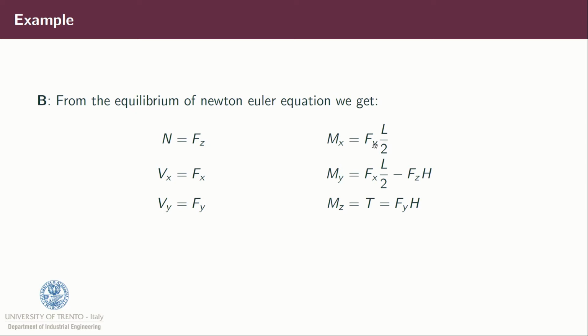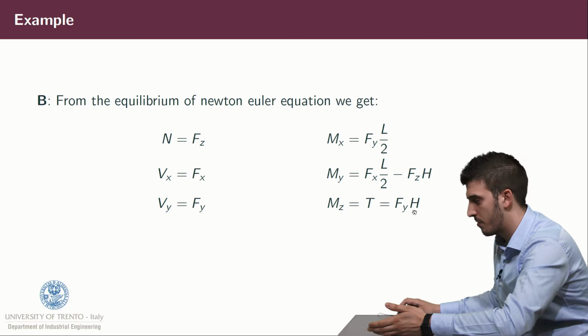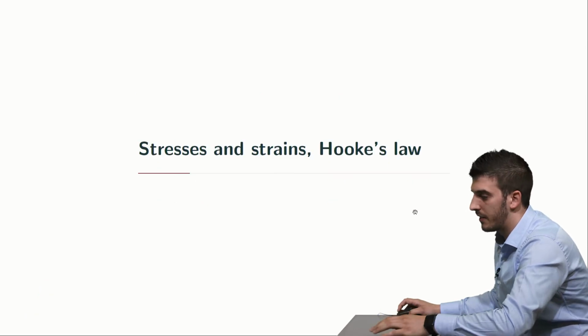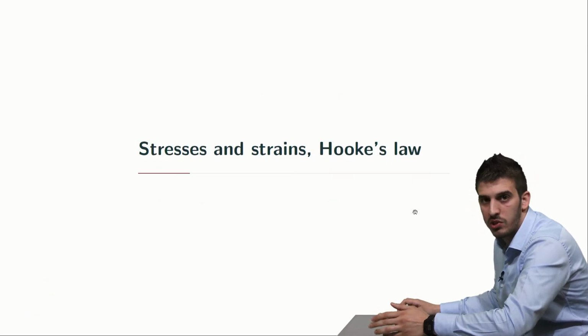in this case we have that Mx is equal to Fy times L half, My is equal to Fx times L half minus Fz h, and in this case we will have some torque, so Mz is equal to torque, and it is equal to Fy times h. Let's now enter into stresses, strains, and Hooke's law.